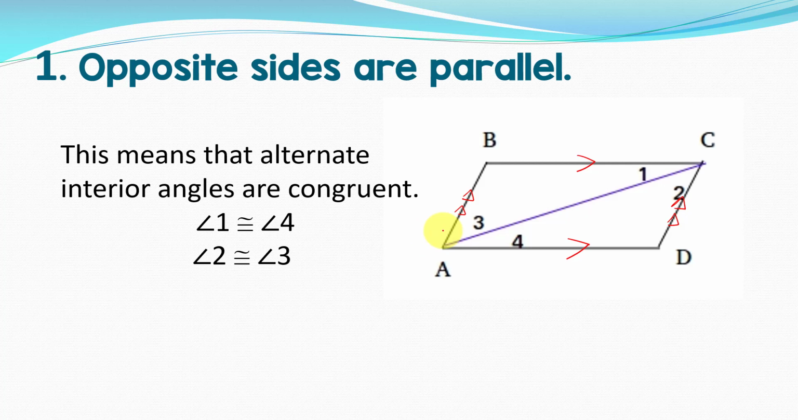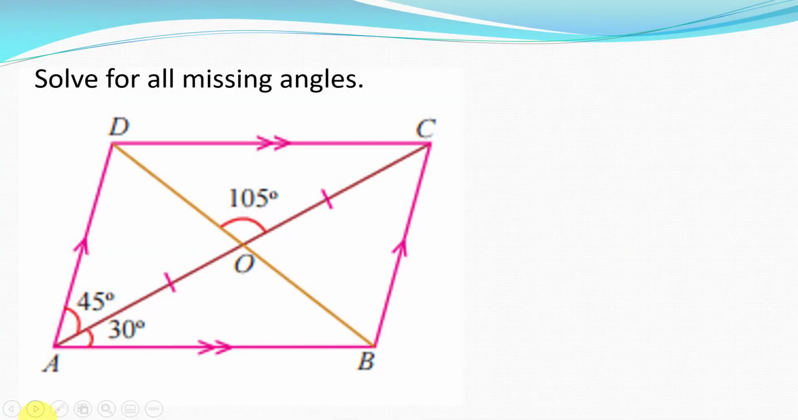In this case, what that does for us is tell us that alternate interior angles are congruent, because when we have parallel lines and a transversal, we know these angles are alternate interior and they're congruent. So that would match up. Angle 1 would be congruent to angle 4, and angle 2 would be congruent to angle 3. Let's see what that'll do for us.